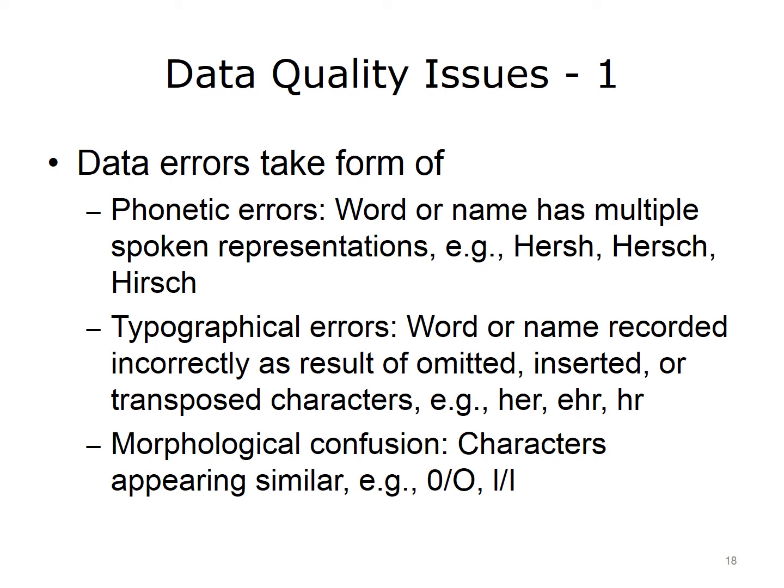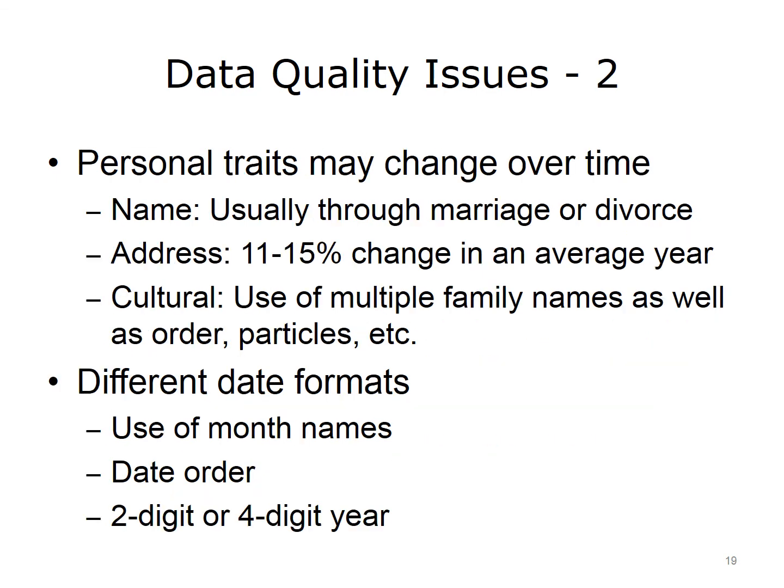Finally, there may be morphological confusion from data entry with characters that have a similar appearance, such as the digit 0 and the letter O, or the letter L and the uppercase letter I. Another data quality issue is that some personal traits change over time. Individuals may change their name for a variety of reasons, most commonly through marriage or divorce. Address changes as well. In a given year, about 11 to 15% of all Americans change their address.